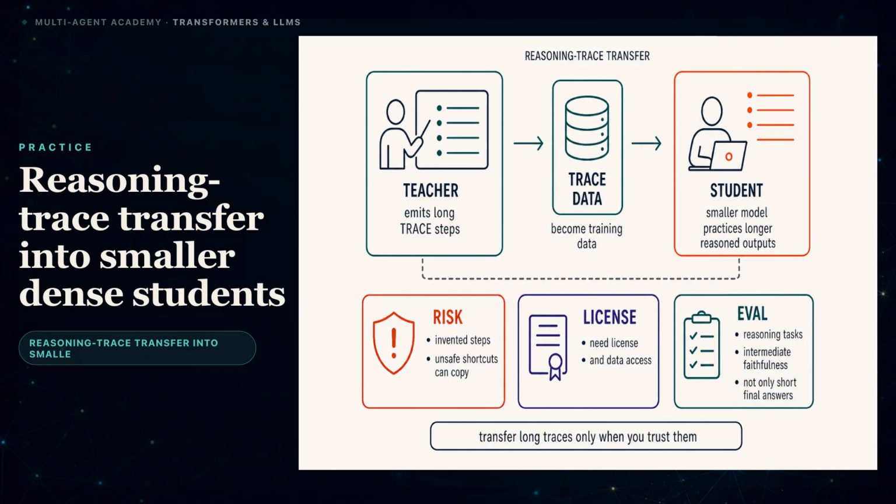It does not guarantee that every written step reflects the teacher's actual internal computation, and a convincing explanation can still contain a false step. Data rights also matter because the training pipeline must be allowed to store and reuse the teacher's generated text. Before using reasoning traces, filter incorrect solutions, remove unsafe content, and verify that the steps lead to the supported answer. Evaluate both final answer accuracy and the correctness of the produced steps when users will see or depend on them. Use traces when they improve the target task, not because longer responses automatically provide better supervision.